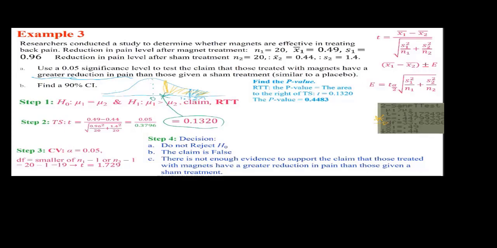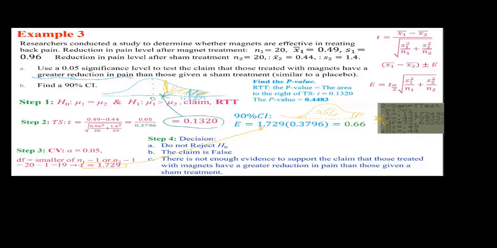Confidence interval, you have to calculate the E. You have the same T, 1.729. Confidence interval of 90% corresponds to 5% significance level of one tail. It doesn't matter left or right. Alpha was 0.05. If this is 0.05, you have to make this one also 0.05, and that's how you arrive at 90%. And therefore, it gives you the same T.